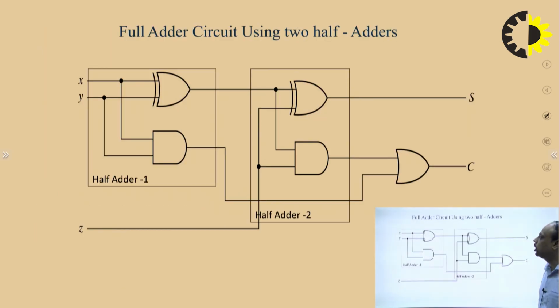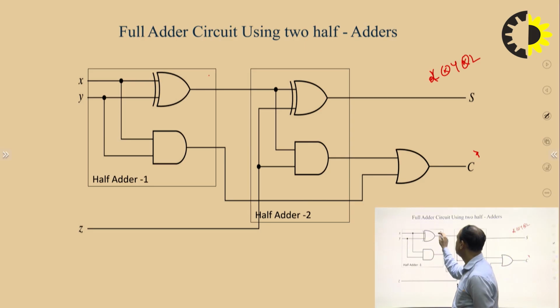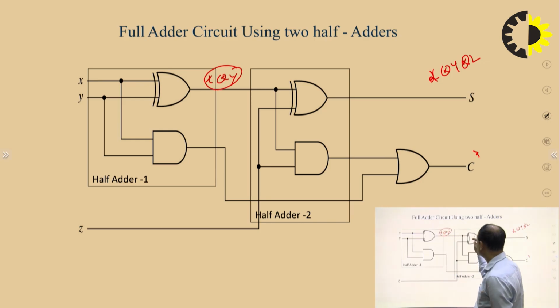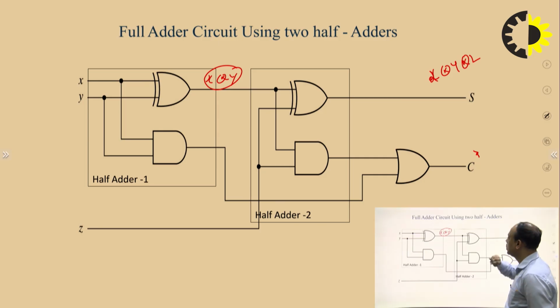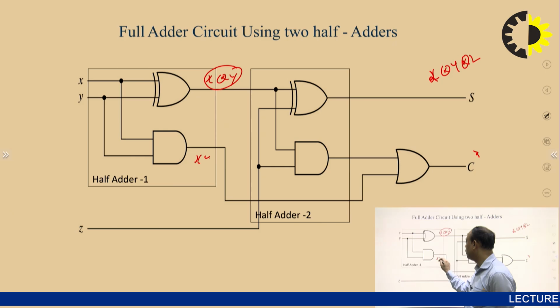Now we can also implement a full adder with the help of 2 half adders. As we can see, the total sum is equal to X XOR Y XOR Z. So we can see over here X XOR Y is over here. If we pass this output to another XOR gate, we get X XOR Y XOR Z for the sum, and for the carry we have X into Y over here.